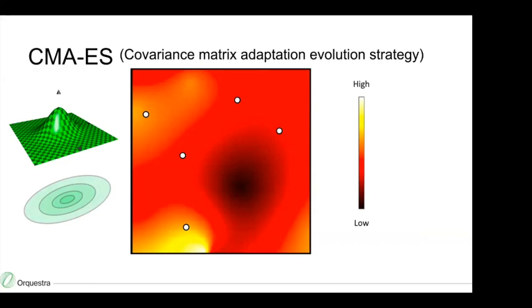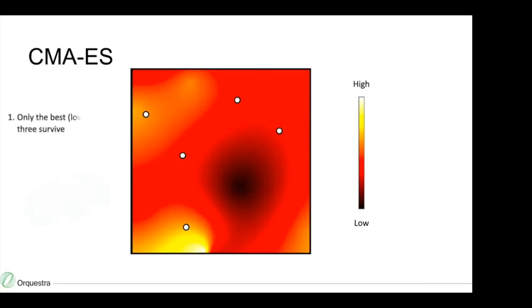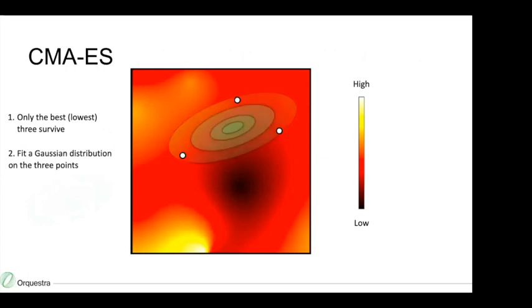And so what I'm going to do is I'm going to have my five points, and I'm going to let the weakest of them die. And the weakest are the ones that are at the highest points, because I want to find the lowest point in the function, right? So only the three that are at the most bottom survive. And now out of these three, I'm going to find a Gaussian that passes through them, like the Gaussian distribution of these three of them, right? Think of a bump that goes towards you. Now these die because then this generation dies, and then five new are born using this Gaussian distribution.